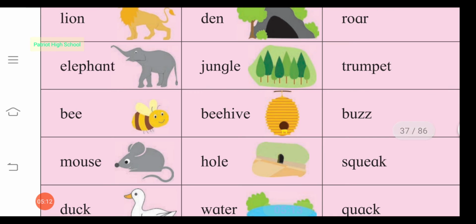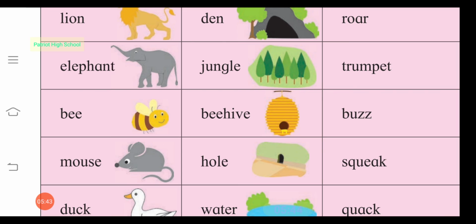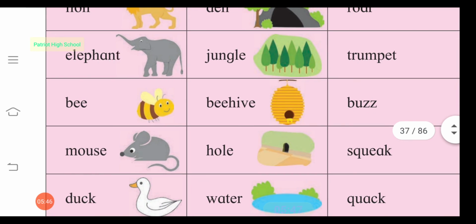Next we have a mouse. You can see the tiny mouse over here. It goes into a hole. Hole. Mouse. What kind of sound does a mouse create? It squeaks. So the sound of a mouse is known as a squeak.